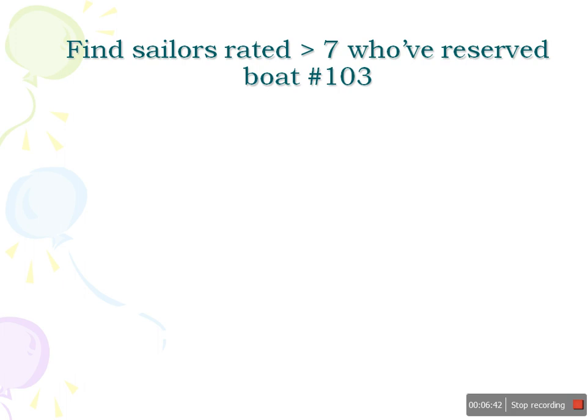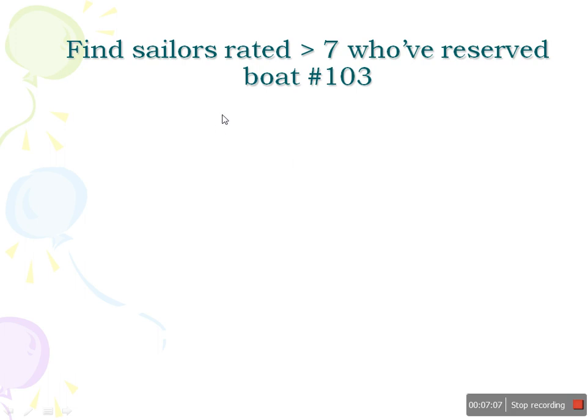So now we go for another query. Find sailors rated greater than 7 who have reserved boat ID 103. So here we are going to refer to two tables. From two tables we need to retrieve the information: rating information from the sailors table and the boat ID information from the reserves table. So we will see how we are going to write this query.